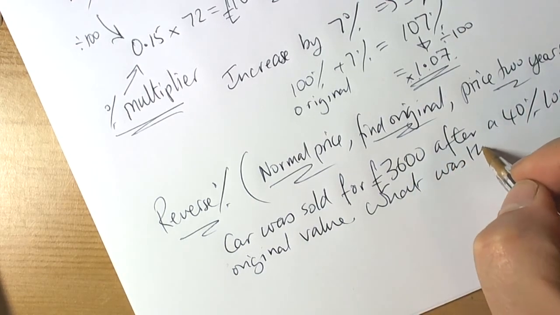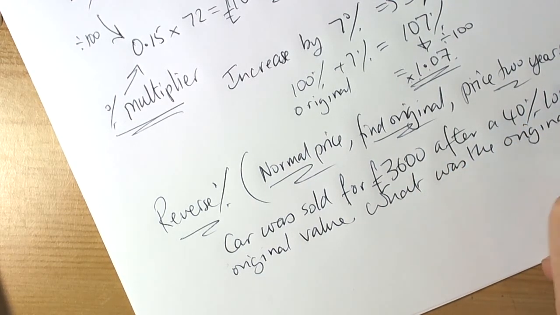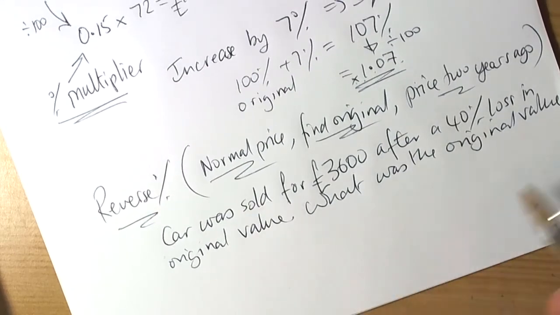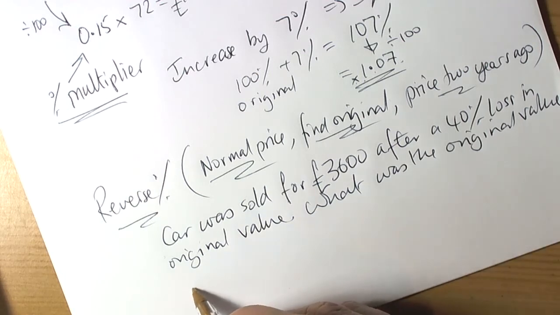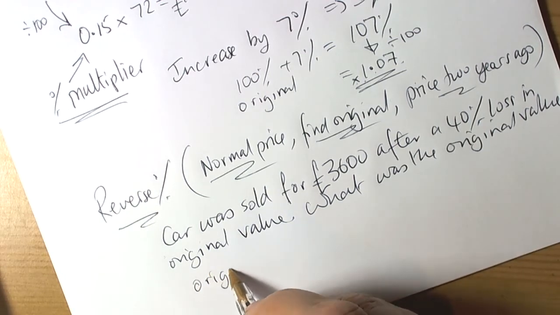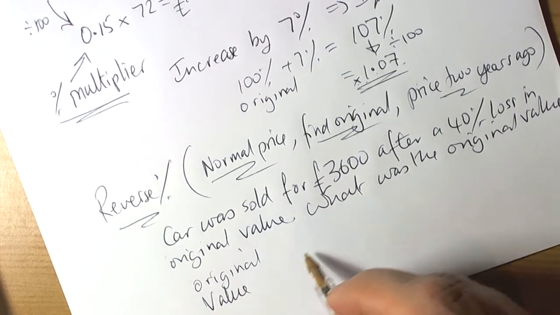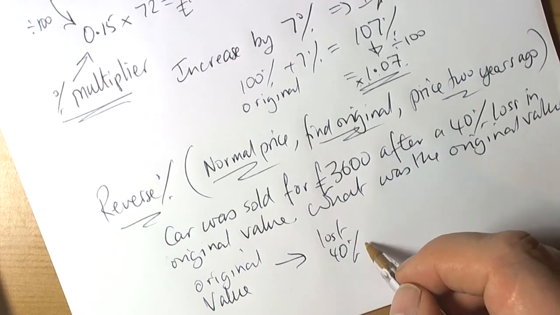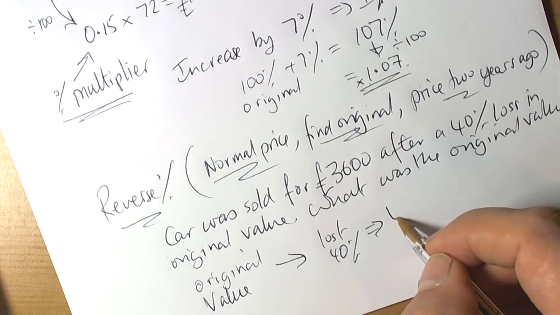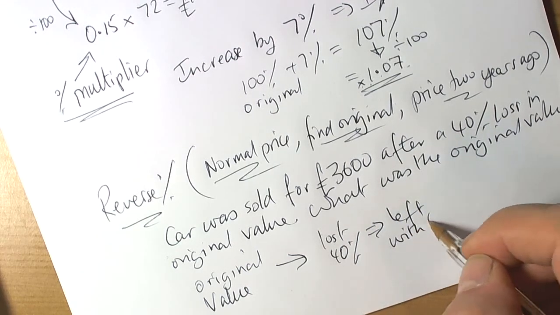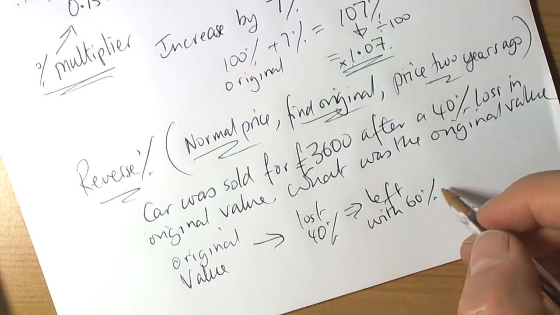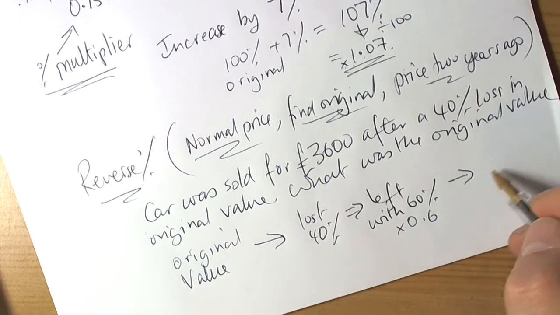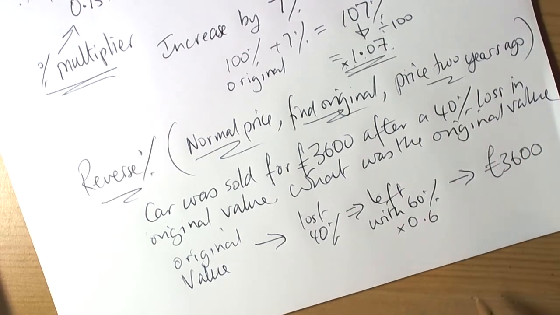Basically, what was the original value? These are the kind of questions we've got to ask ourselves: what does it all mean? Well, we had an original value. We lost 40%, which means we're left with 60%. So that's the same as timesing by 0.6, and that gave us the answer of 3,600.